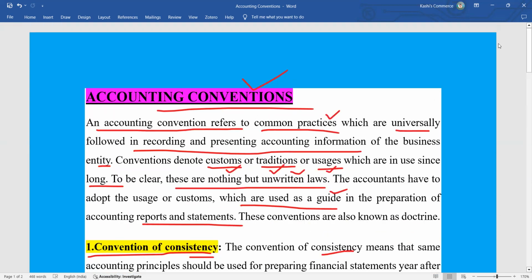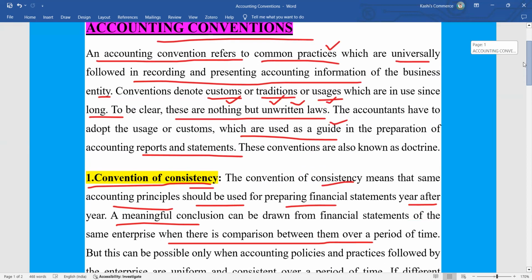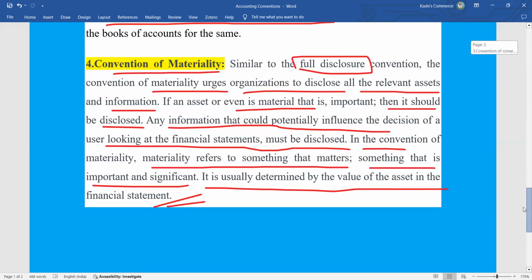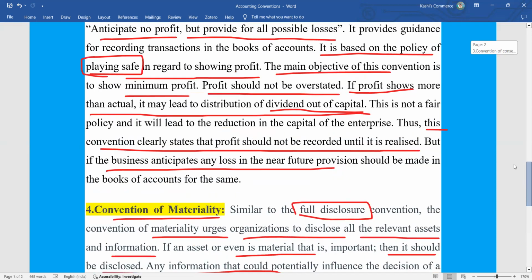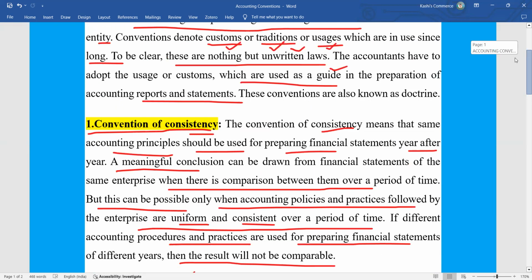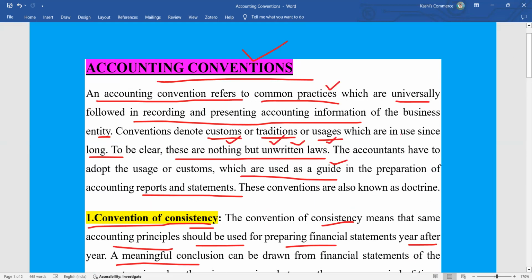That is about the accounting conventions. But you have to listen once and download this PDF from the description. You can read it and also write it in the examination. I think this is enough material for you. If you listen regularly, then you will get full marks.